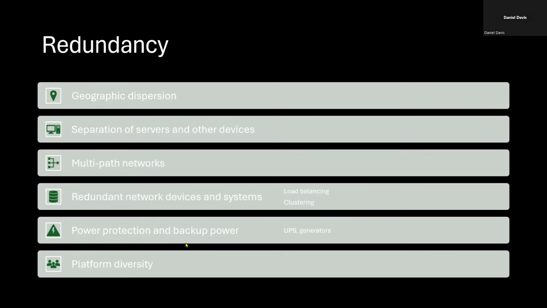Power protection and backup power. Power outages are a frequent problem that can happen just about anywhere. So we need some way to deal with that in the event of a power outage. Two common ways: a UPS and a generator. Generally, if you're expecting to deal with a longer, more sustained outage, a generator would be the solution for that.